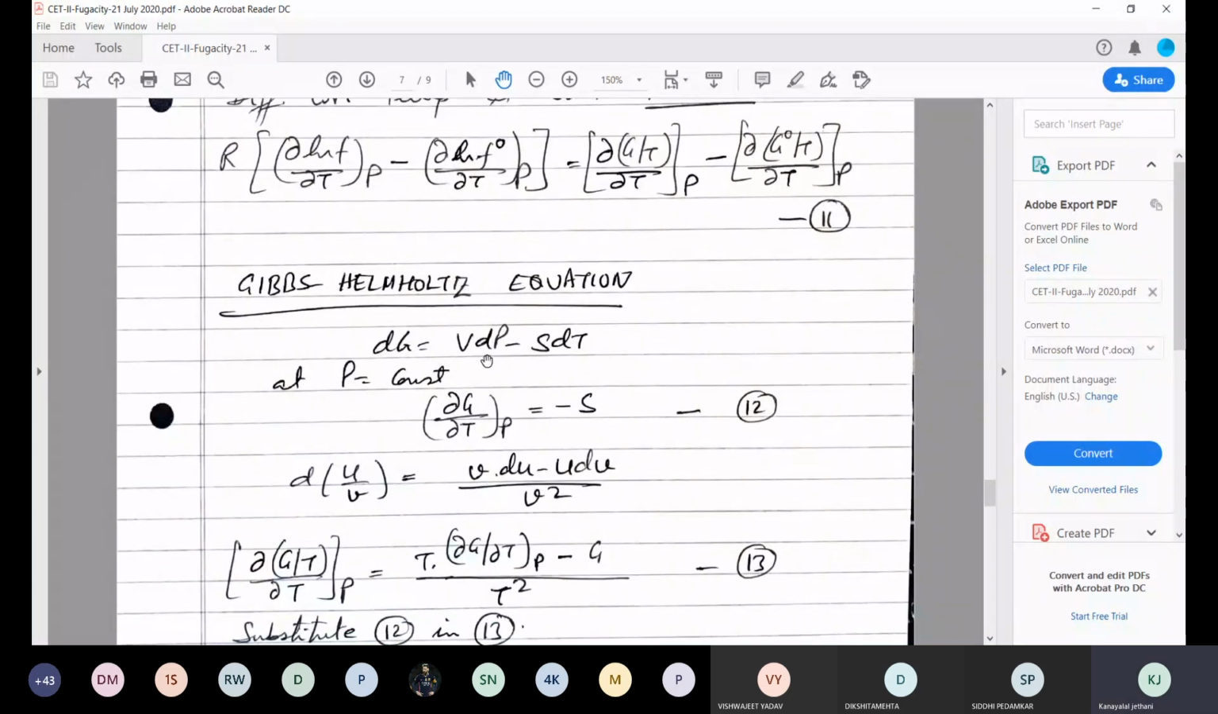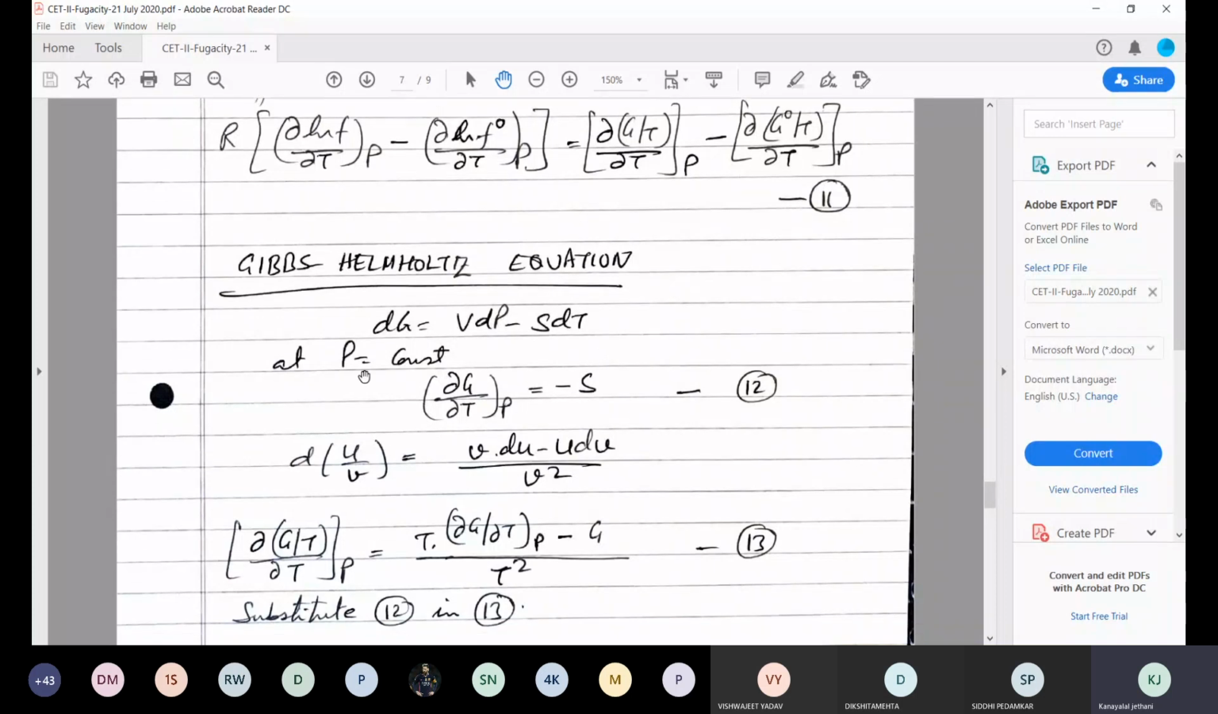dG is equal to VdP minus SdT. We know that. So at constant pressure, we get ∂G/∂T at constant pressure is equal to minus S, because dP is 0, so we get minus S.